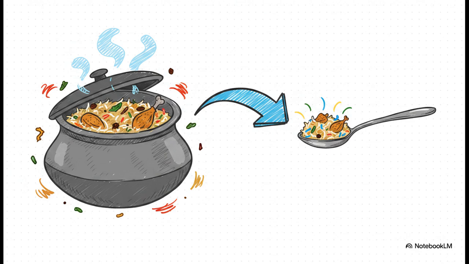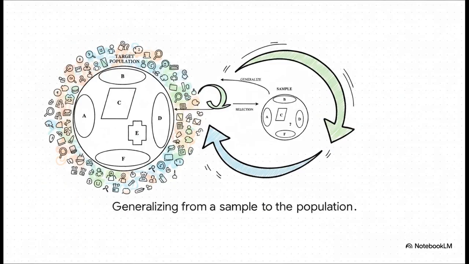A single spoonful, that is your sample, tells you literally everything you need to know about the whole pot, which is your population. It is just an incredibly efficient way to understand a massive quantity without having to consume the entire thing. Applying this directly to your research, picture this.